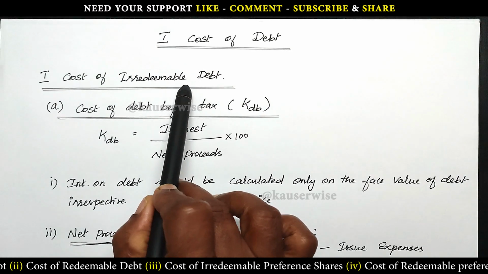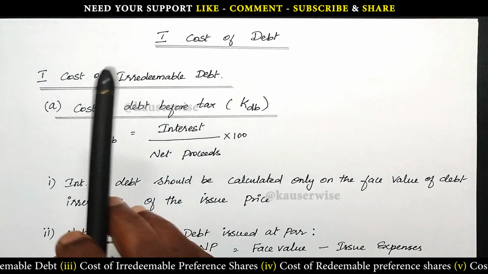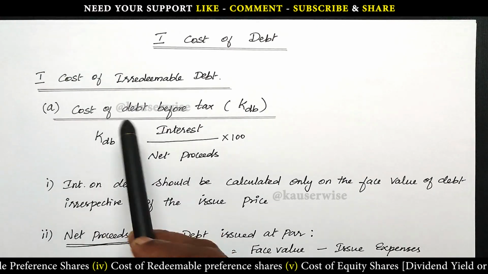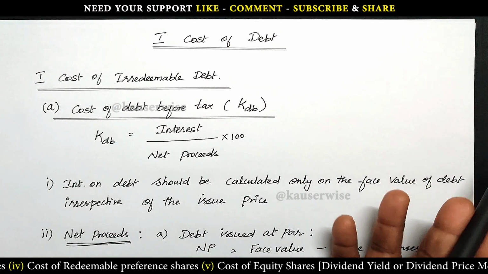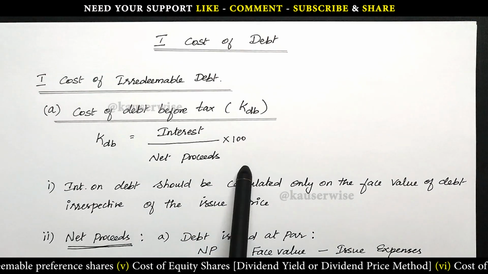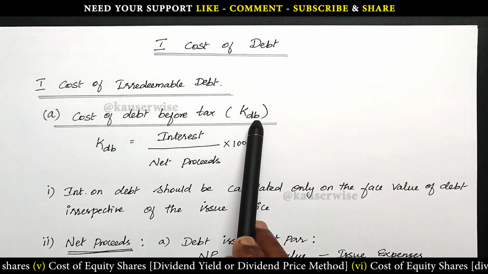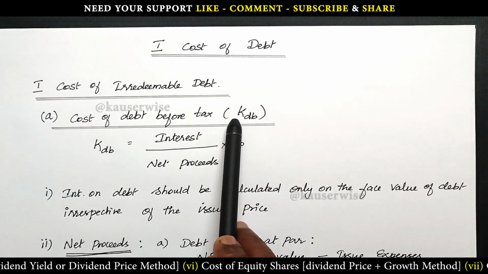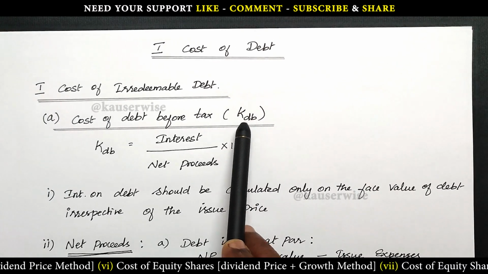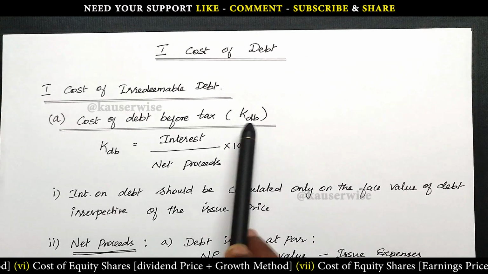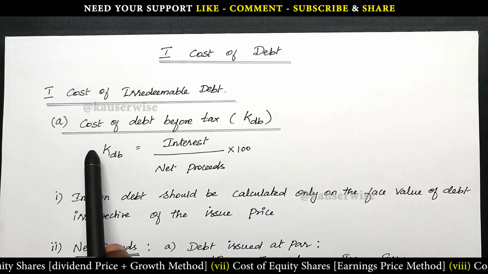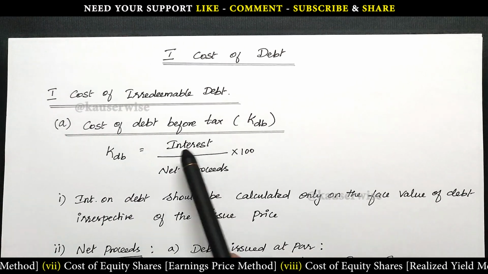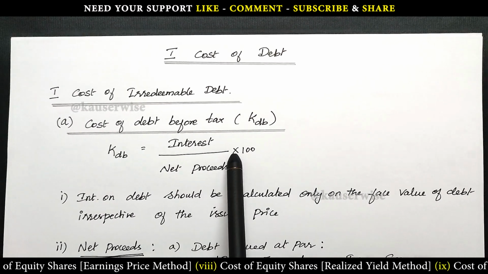It has two different calculations. One is cost of irredeemable debt before tax, and the second one is after tax. There is a formula to find out cost of debt before tax. K refers to cost, D refers to debt, B refers to before tax. So KDB refers to cost of debt before tax. The formula is interest divided by net proceeds into 100.